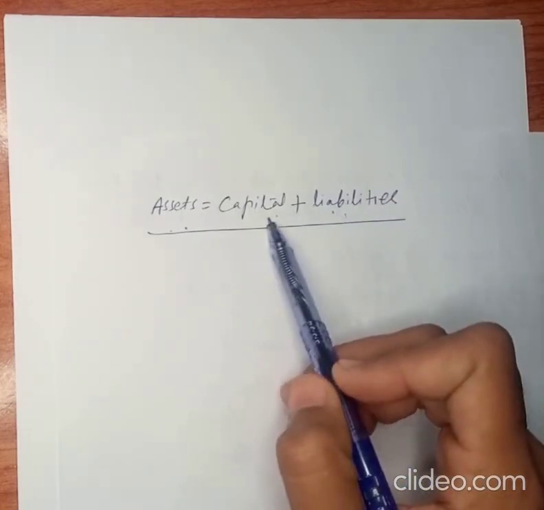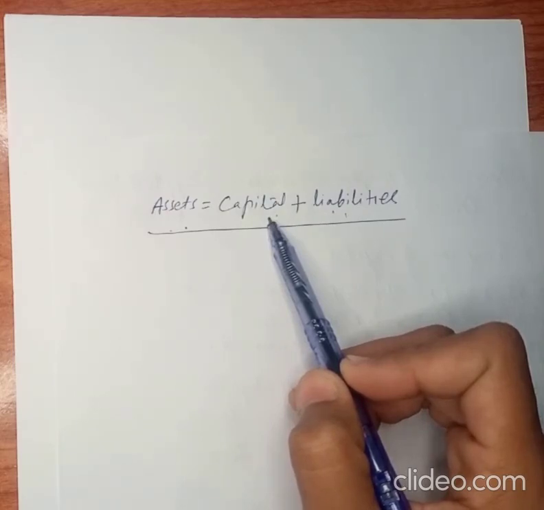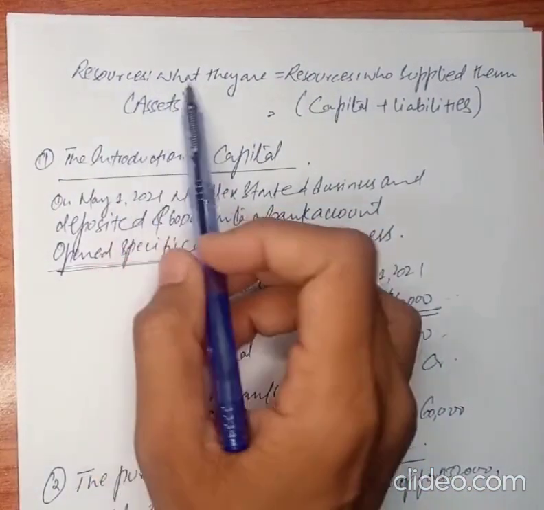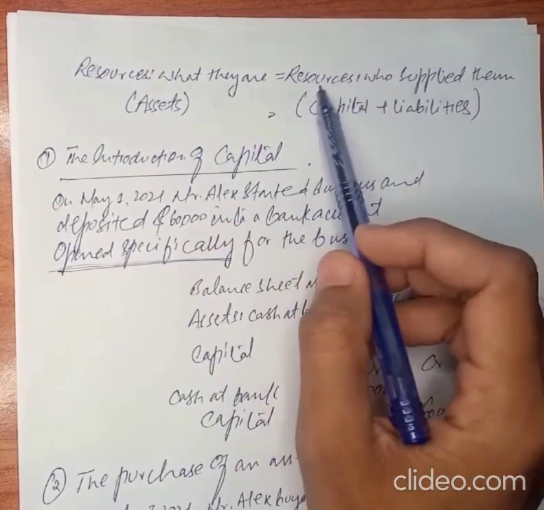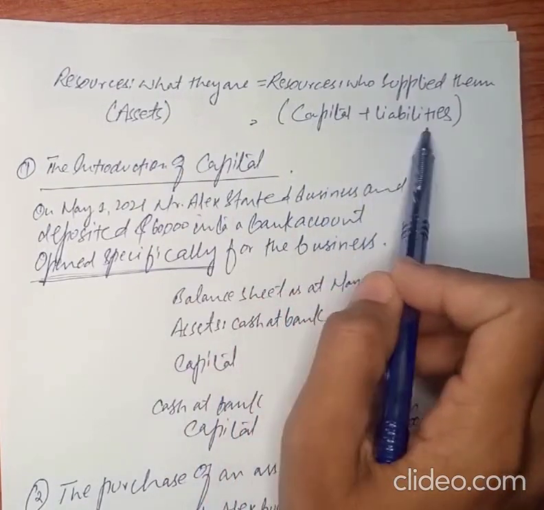Capital is often called the owner's equity or net worth. It comprises the funds invested in the business by the owner plus any profit retained for use in the business, less any share of profit paid out of the business to the owner. This is the accounting equation. You may present it based on your understanding, like resources, what they are, is equal to resources, who supplied them. Assets is equal to capital plus liabilities.